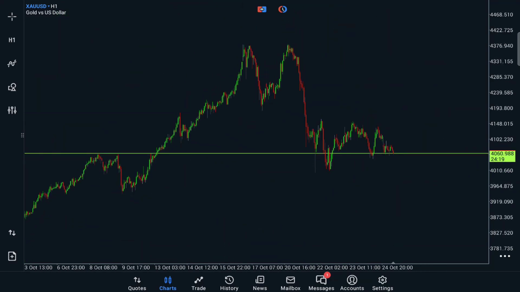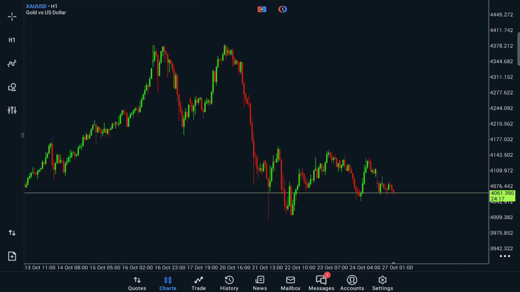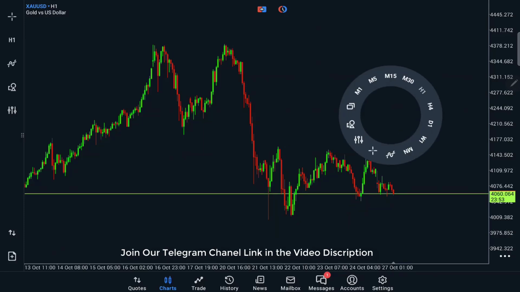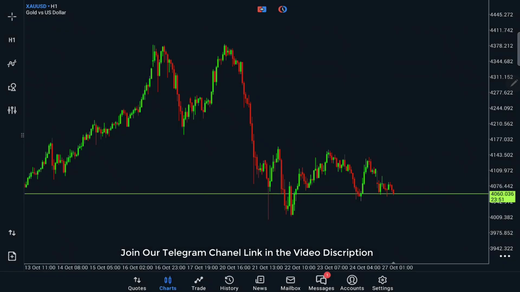If I especially want to show you, there is a pattern created over here, and this is the flag pattern. As you can see, there is a flag pattern formed around this zone or area. So let's draw our trend line zones to find out our path or direction.